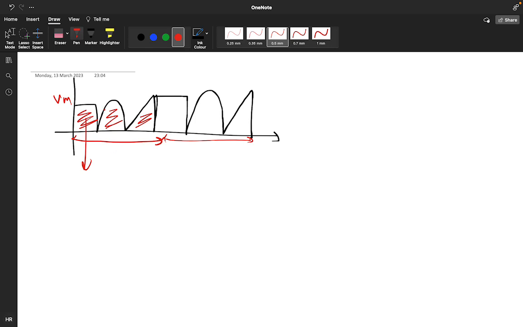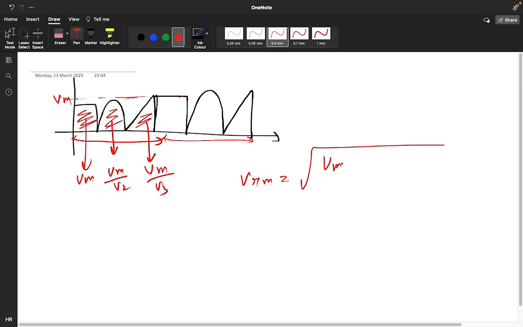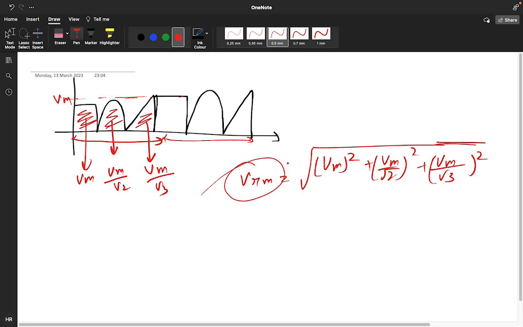All of them have the same magnitude, Vm. What is the RMS value of this signal? Vm. What is the RMS value of this signal? Vm by root 2. And what is the RMS value of a triangular signal? Vm by root 3. So what is the overall RMS? Overall RMS will be nothing but Vm square, plus (Vm by root 2) whole square, plus (Vm by root 3) whole square. So like this you have to calculate the RMS value.